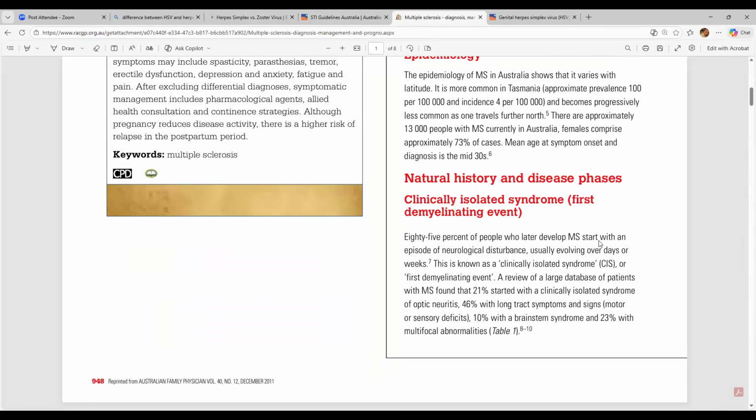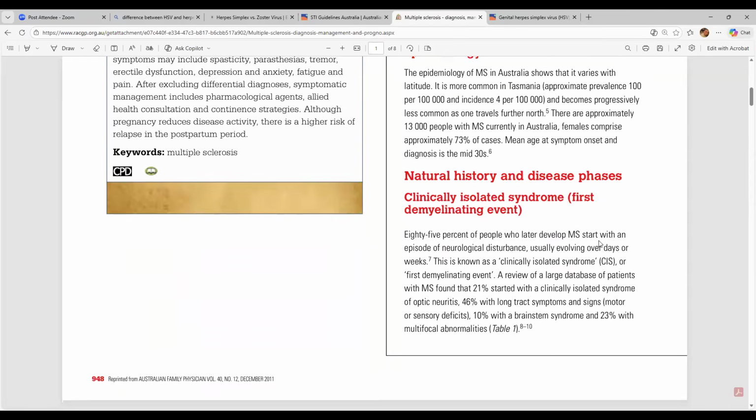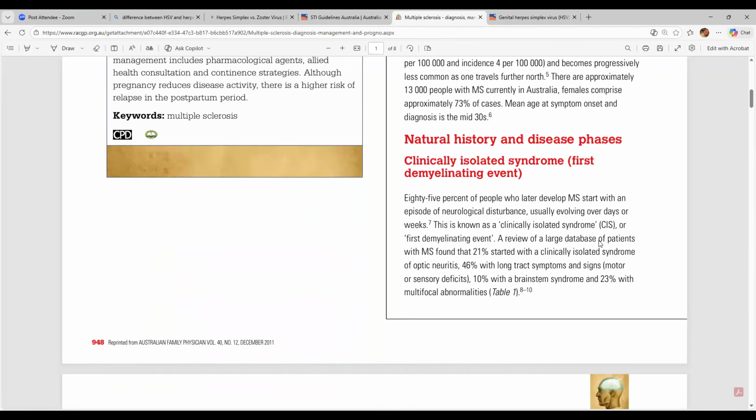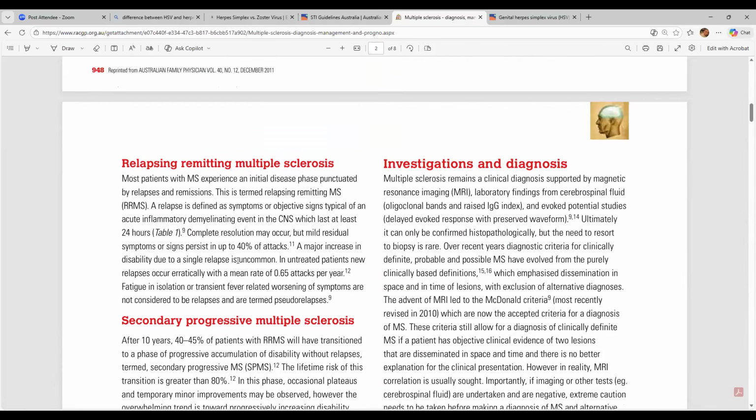Natural history. Usually the patient will have symptoms of neurological disturbance developing over days to weeks to months. It could be an isolated neurological syndrome or a number of neurological symptoms. It could be optic neuritis, the most common presenting symptom, associated with motor and sensory deficits, or brain stem syndrome, which will cause problems with vision, speaking, coordination, and multifocal abnormalities. Because it's a demyelinating disorder, it's relapsing remitting.